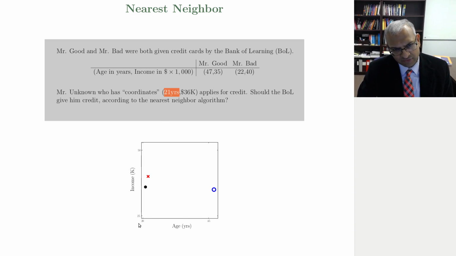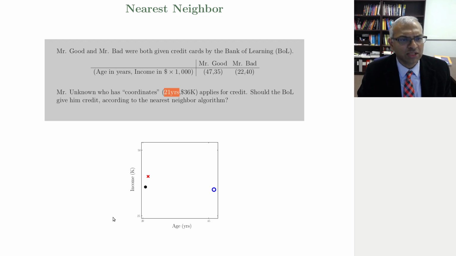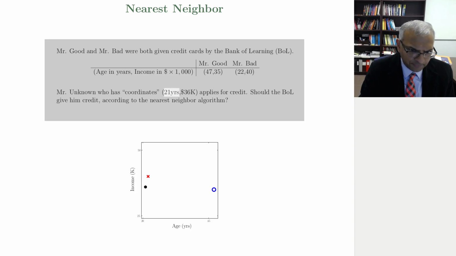Now I've plotted the data for you here, so I'm going to ask you to put on your nearest neighbor learning algorithm hat and tell me, should we approve the black dot? Should we approve Mr. Unknown or not? I'll give you 1, 2, 3, 4, 5 seconds while I take a poll. Okay, and it's clear. The nearest neighbor to Mr. Unknown, the black dot, is a red X. And so nearest neighbor says reject. Okay, great, fantastic. No problem here.